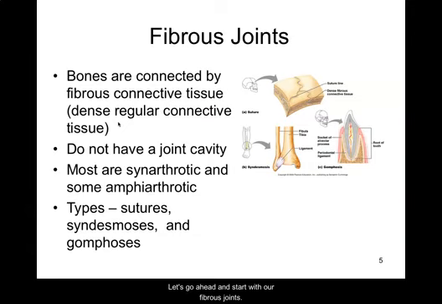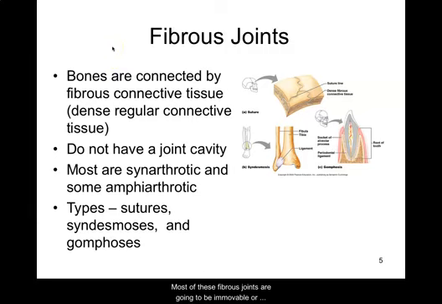So let's go ahead and start with our fibrous joints. In a fibrous joint, there's no joint cavity, no fluid-filled capsule surrounding the articulating surfaces, and your bones are going to be connected by fibrous connective tissue proper. This is really going to be dense, regular connective tissue. So remember, dense, regular connective tissue has lots of collagen fibers all running parallel, those ropes of collagen, so it's really strong, really resistant to pulling forces in the same direction as those collagen fibers are running.